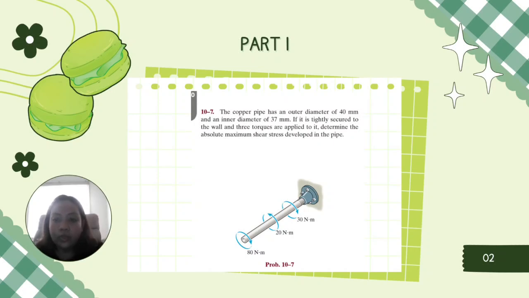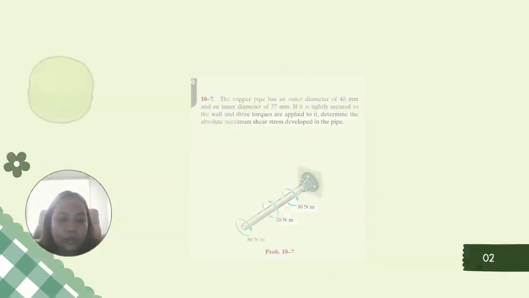So for question 10.7, the copper pipe has an outer diameter of 40 mm and an inner diameter of 37 mm. It is tightly secured to the wall and three torques are applied to it to determine the absolute maximum shear stress developed in the pipe. So these are the figures for problem 10.7.